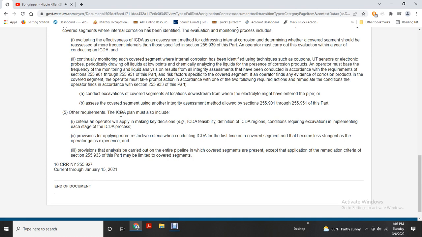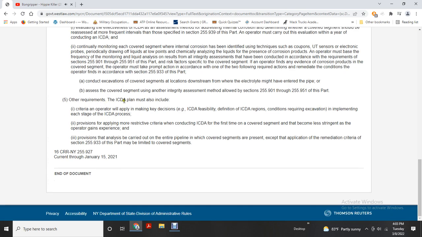The risk factors are those specified for the covered segment. If the operator finds evidence of corrosion products in the covered segment, the operator must take prompt action in accordance with one of the following required actions to remediate the conditions. Remediate the conditions the operator finds in accordance with section 192.933 of this part. Conduct excavation of the covered segment at locations downstream where the electrolyte may have entered the pipe. Or assess the covered segment using an integrity assessment method allowed in sections 192.901 through 192.951.